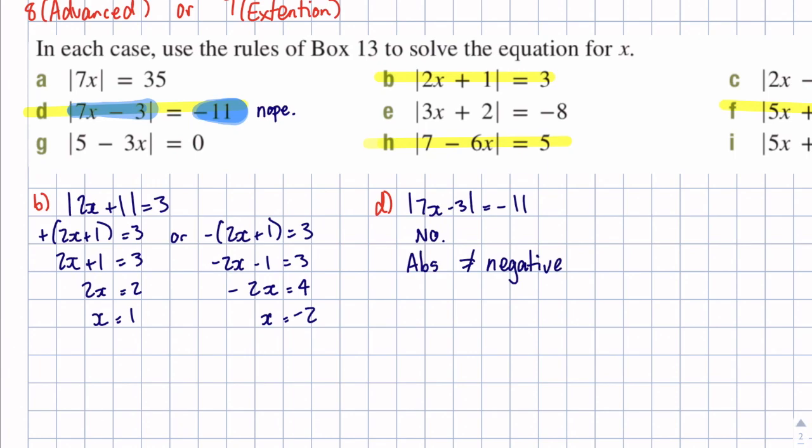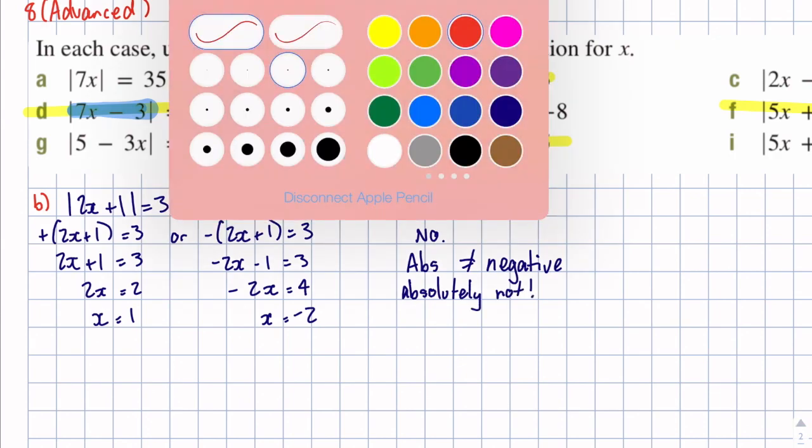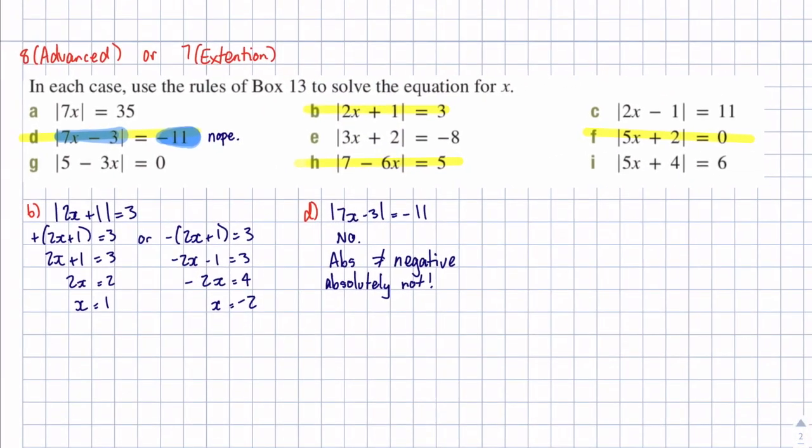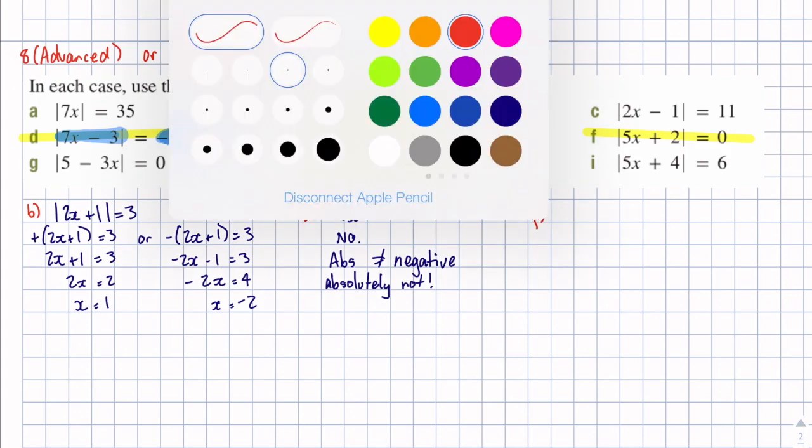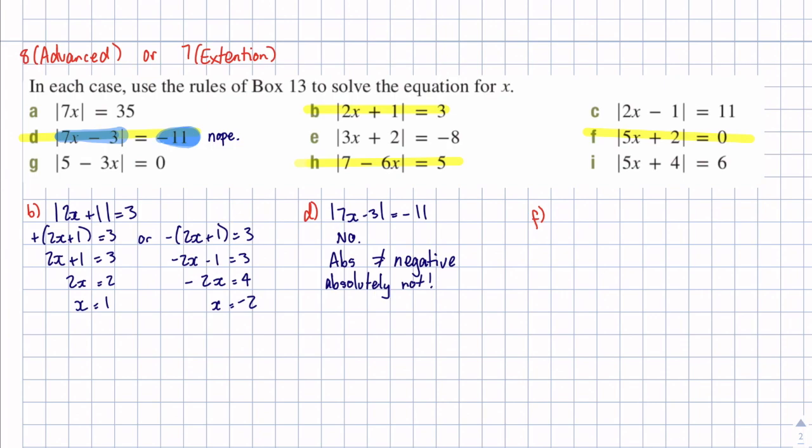I think that's so funny, I'm going to write it. Absolute not. Okay, and if you ever get to an exam and they ask you to solve an absolute value where the absolute thing came out as negative, I hope you write absolutely not. I think I would give you an automatic A. No, I can't actually do that, but you know, it'd be close.